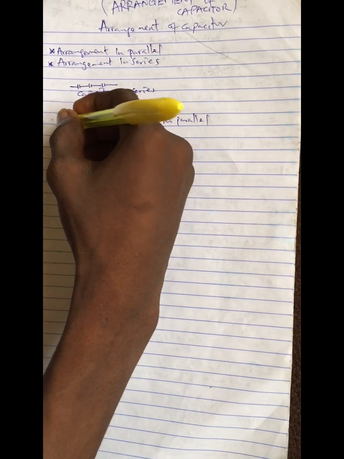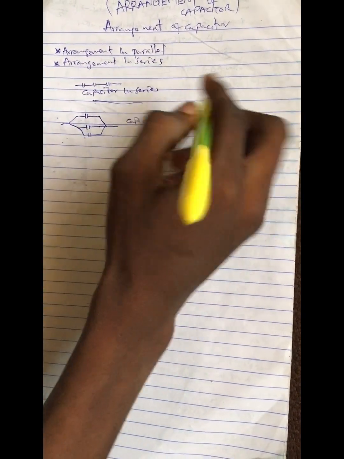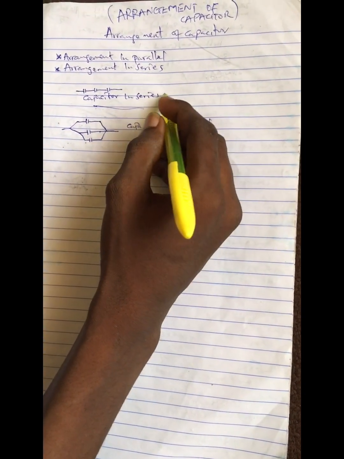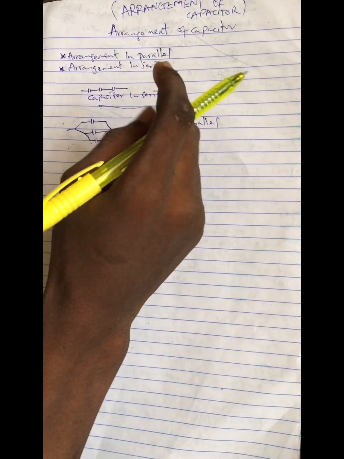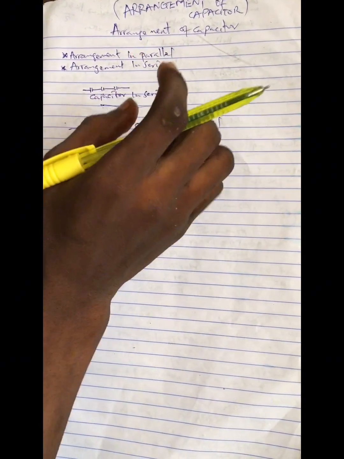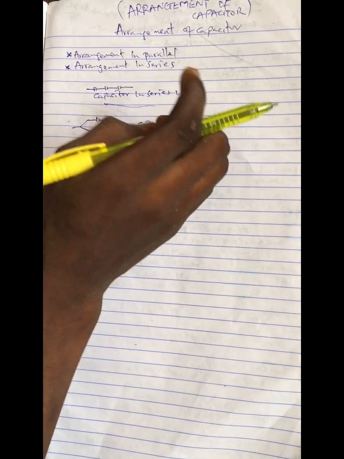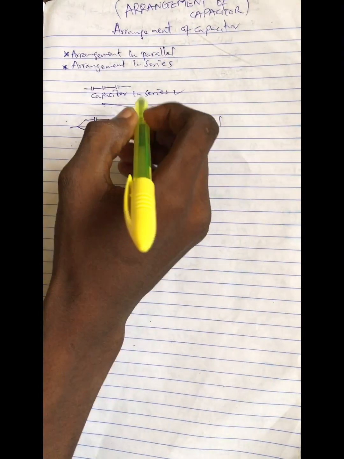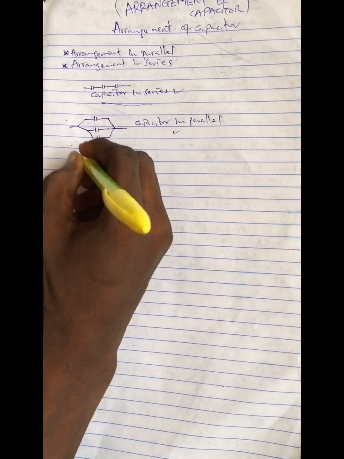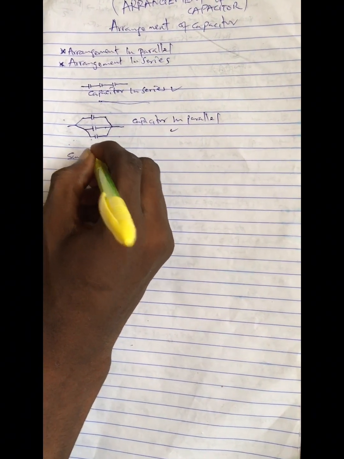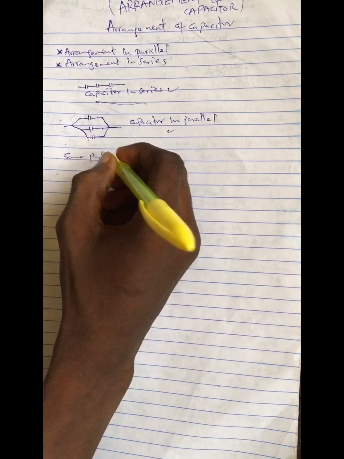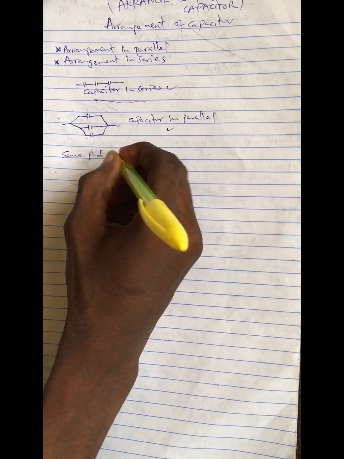As you can see, this one is in a straight line, but this one breaks up. Can you see? So this is what is referred to as capacitor in parallel, and this is what is referred to as capacitor in series. But there are some notes. Note one thing. In capacitor in parallel, there's always the same potential difference.